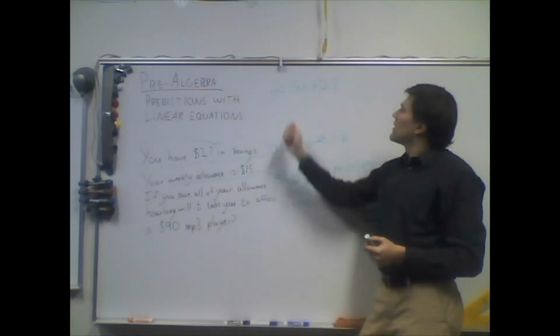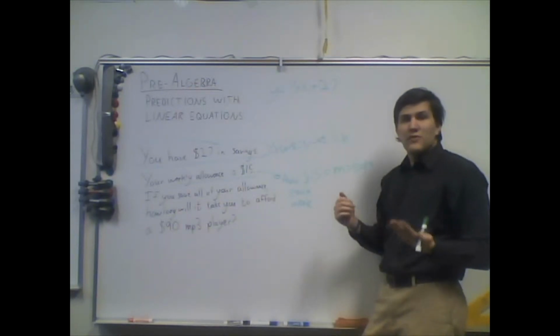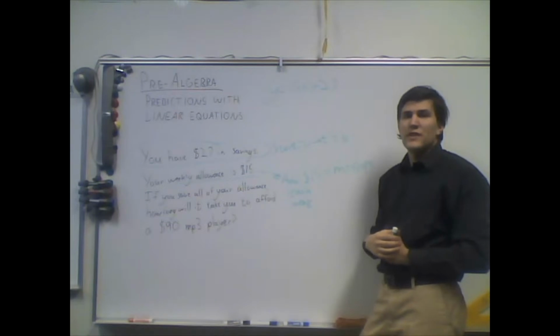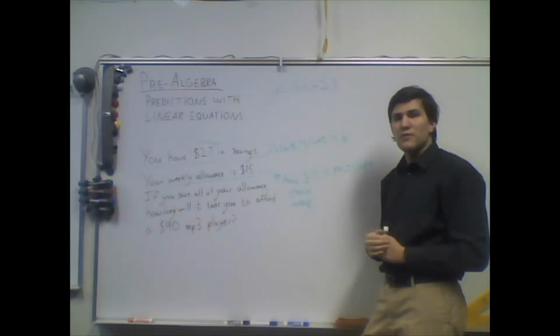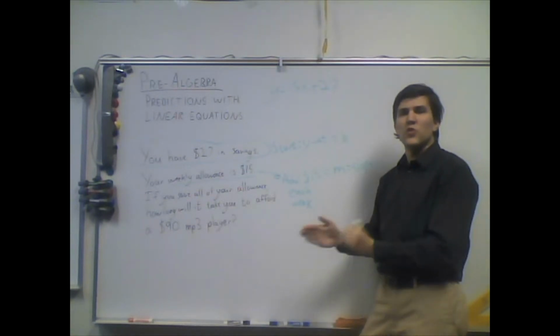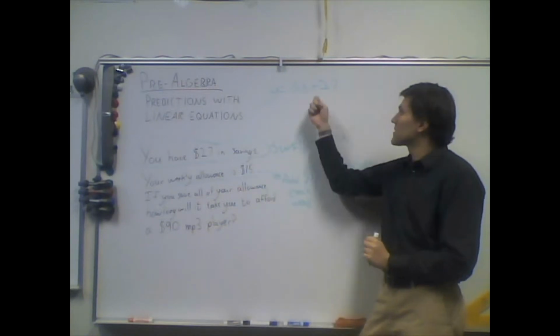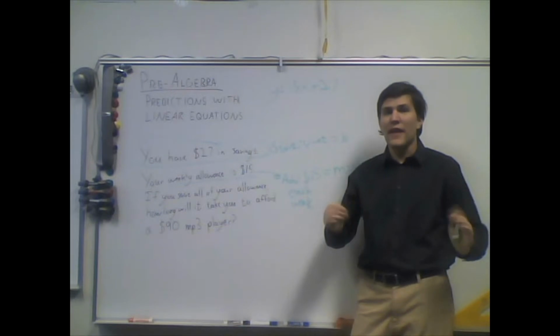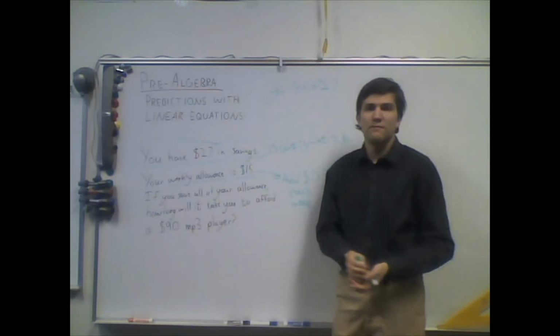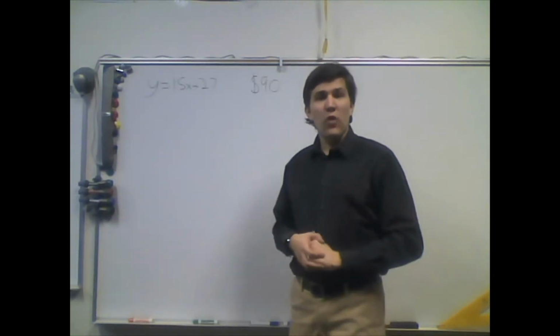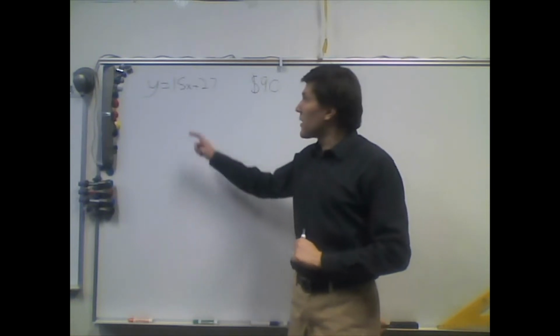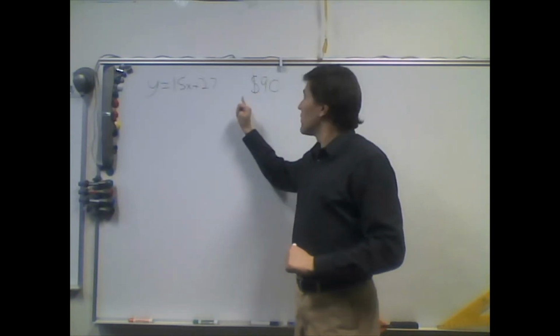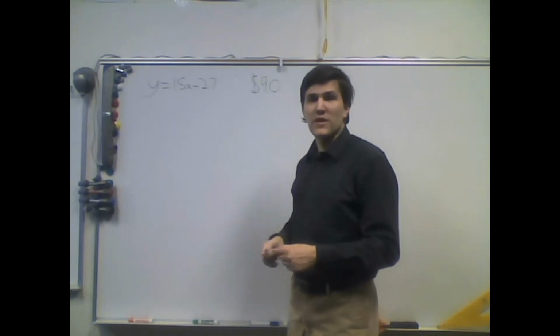So let's take a look at this. We have two ways we can go about doing this. One way is to predict with tables, and the other way is to solve this equation. So we're going to take a look at both ways here, and then come back for a conclusion. Alright, we're looking at one way of solving this problem. Remember, we have our equation, and we have a target amount of money we want to get to.